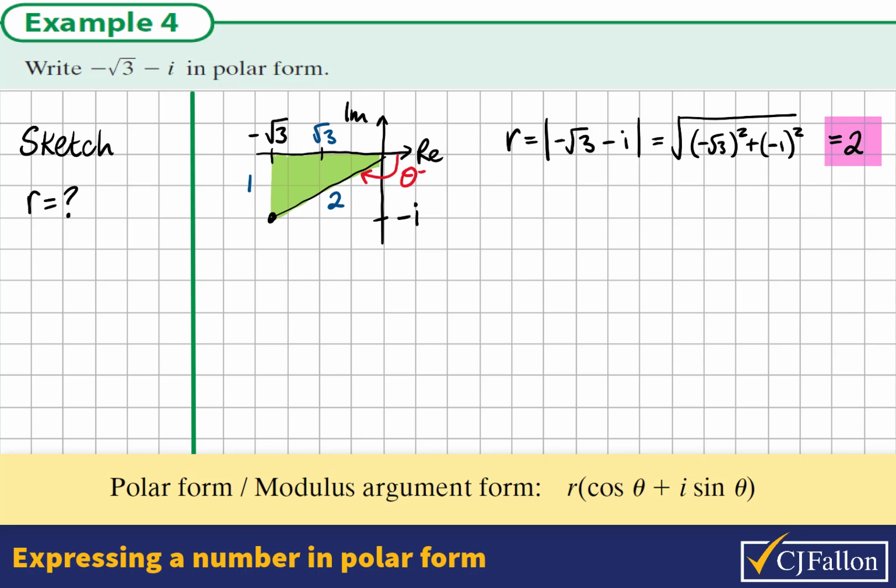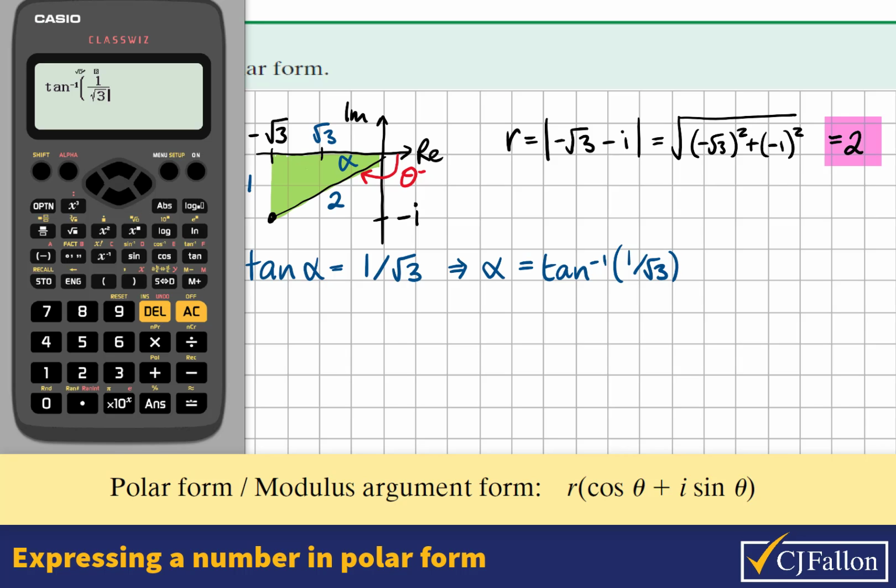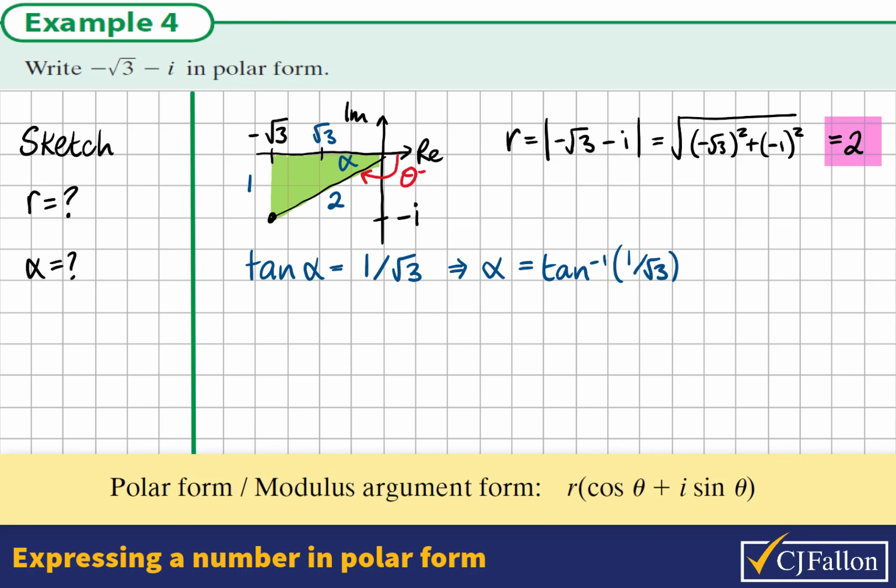The argument here, the shortest argument, is going in the clockwise direction, so this is going to be a negative angle. There's a related angle in the triangle, I'm going to call it alpha. We can see that alpha relates to the tan in the triangle. Tan of alpha is opposite over adjacent, which is 1 over root 3. Therefore, alpha must be tan inverse 1 over root 3. We might recognize this as being an angle of 30 degrees or pi over 6. If not, we could use a calculator to see that this is the angle pi over 6 in radians.